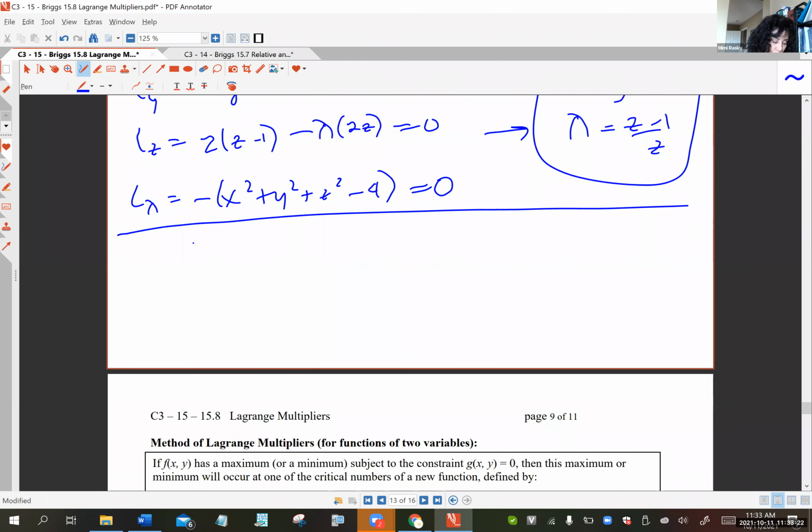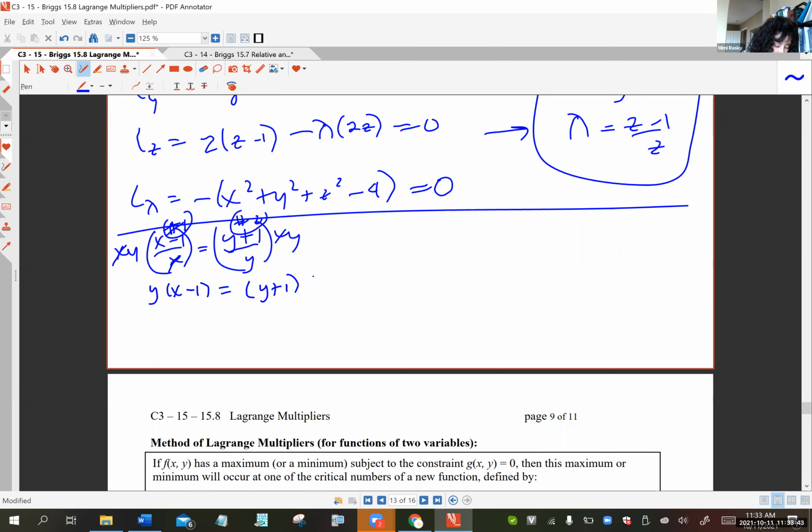Let's set the first one equal to the second one. So if I go x minus 1 over x is equal to y plus 1 over y. So this is setting the first one equal to the second one. If I multiply both sides of the equation by xy to clear fractions and then reduce, and then distribute to get rid of parentheses, and then subtract xy from both sides so the xy goes away.